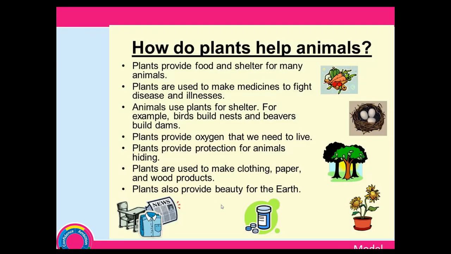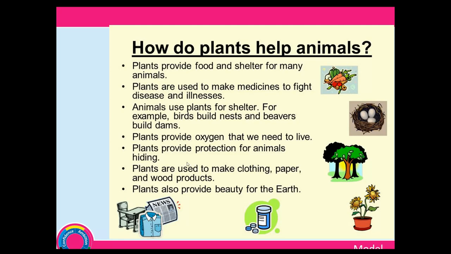So, how do plants help animals? I have listed all these points. Of course, they provide food. We've gone on about that. They are used to make medicines, especially for us human beings. We need to remember that. Animals use plants for shelter. That's where there is a bird nest over here. We also use the oxygen from the plants. We're going to look at that in depth in the next slide.